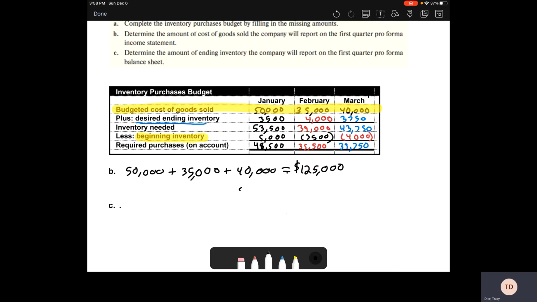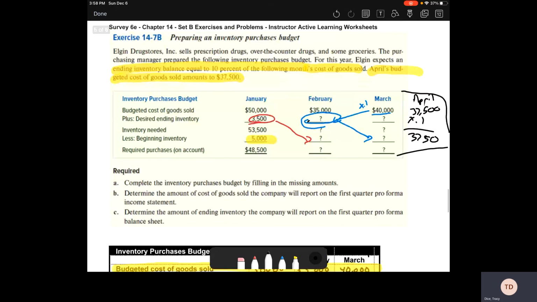Now for part C, determine the amount of ending inventory the company will report on the first quarter pro forma balance sheet. Well, the quarter ends on March 31st. So all we need to do is figure out what the ending inventory is going to be, or desired to be, at the end of March. Find that right there. So your answer to part C is simply $3,750 worth of ending inventory on the balance sheet, because at that moment, that's what we will have left in inventory. And that is exercise 14.7b.